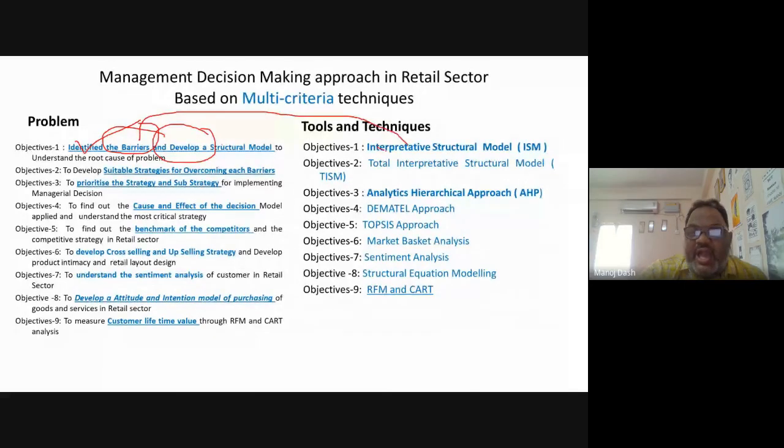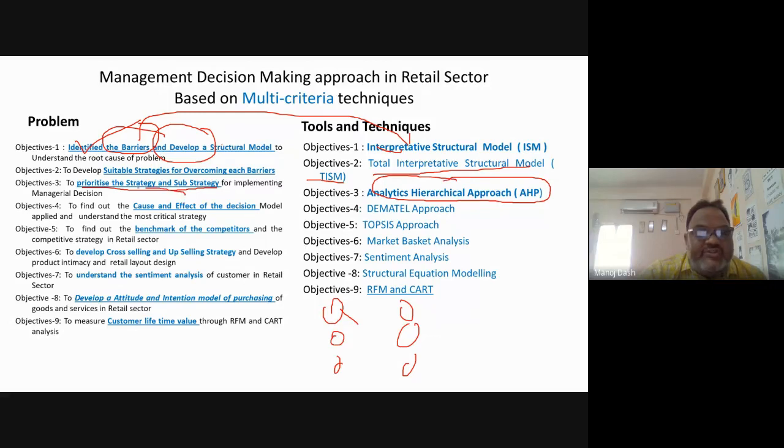There is a technique called the ISM model. Then if you want to develop the strategy on that barrier, there is a concept called the TISM model, that is, Total Interpretive Structural Model. Third, I have developed some strategy. Now the expert wants to know what is the first thing I have to apply to solve the problem. It means if you want to prioritize your strategy, then I go for AHP.